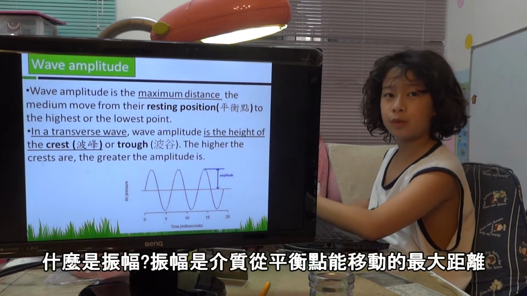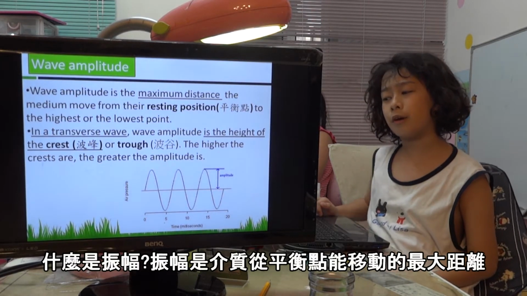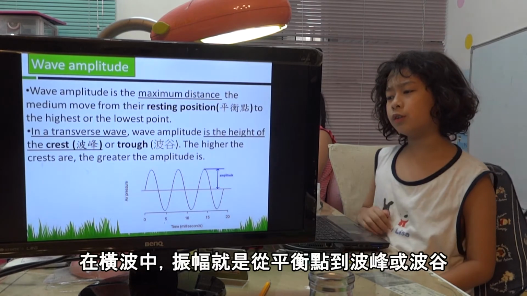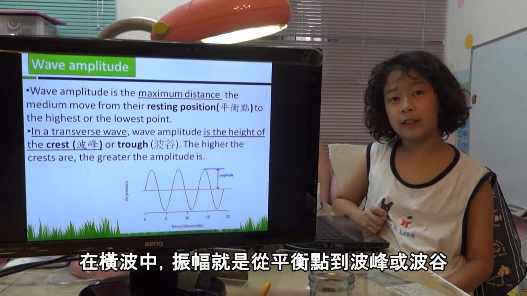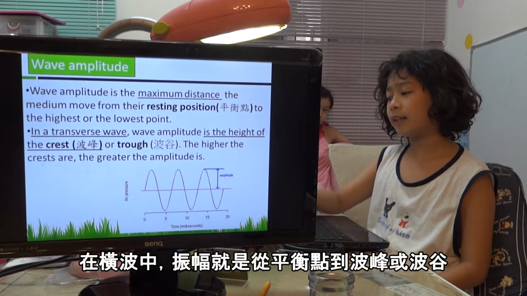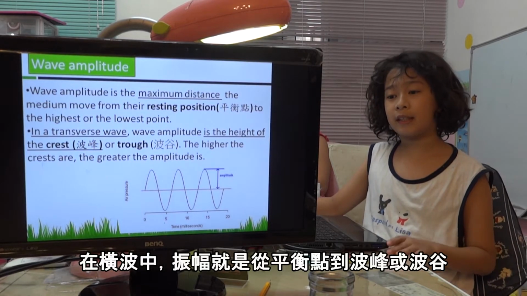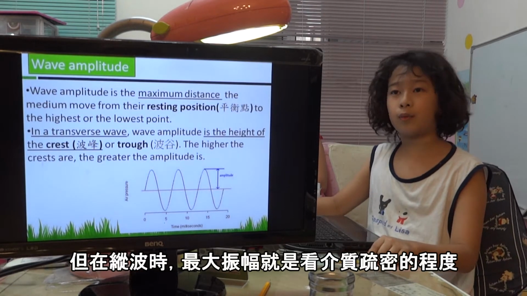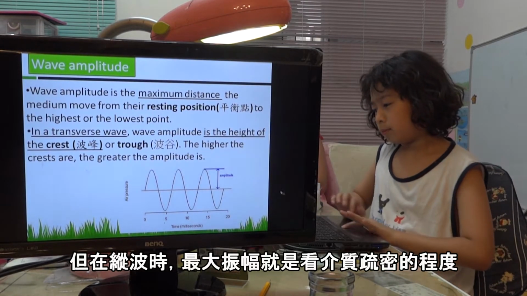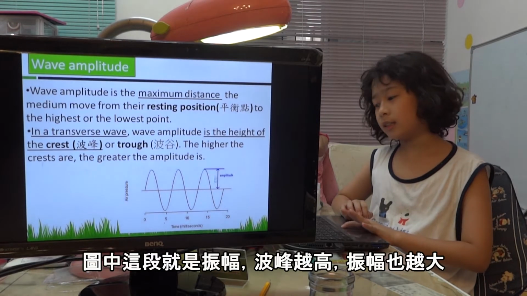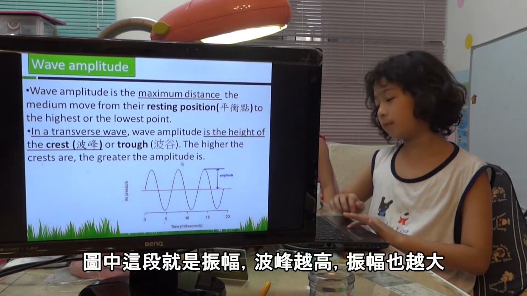What is amplitude? Amplitude is the maximum distance that the medium moves from the resting point to your highest or lowest point. In a transverse wave, the highest point is the crest and the lowest point is the trough. But in a longitudinal wave, the highest is the compression, and the lowest is the rarefaction. This is the amplitude, the distance. So the higher the crest is, the greater the amplitude is.